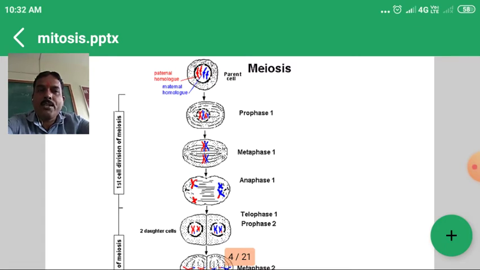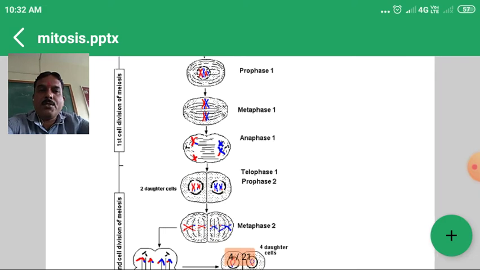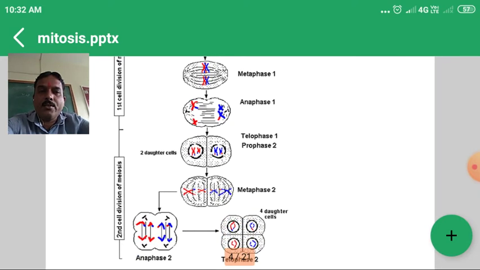In prophase first, which is the longest phase in meiosis, five substages occur, and the changes occurring in those substages we will study later on. Then metaphase, anaphase, and telophase. In the second division, which is the equational division, from the two daughter haploid cells, again metaphase second, anaphase second, and at the end of telophase second, we can observe four cells which are haploid in nature.